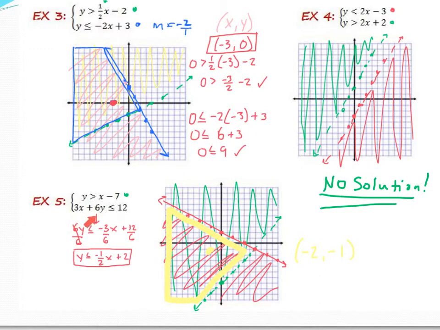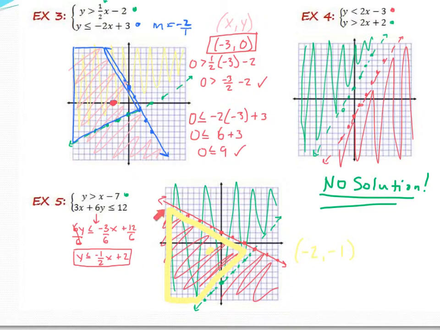The next line, 3x plus 6y is less than or equal to 12. That one I had to get into slope-intercept form first, so I showed the work here: subtracted 3x to the other side, then divided everything by 6 to get y is less than or equal to negative 1/2 x plus 2. Be careful with these types of problems when you get to your practice, because you'll find some things you have to remember about inequalities.